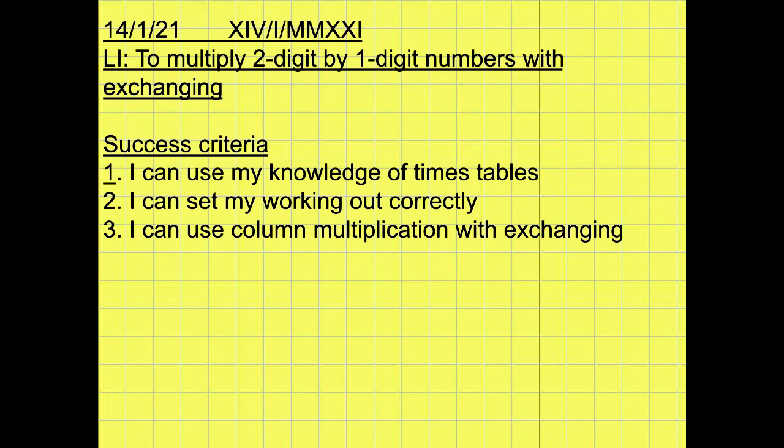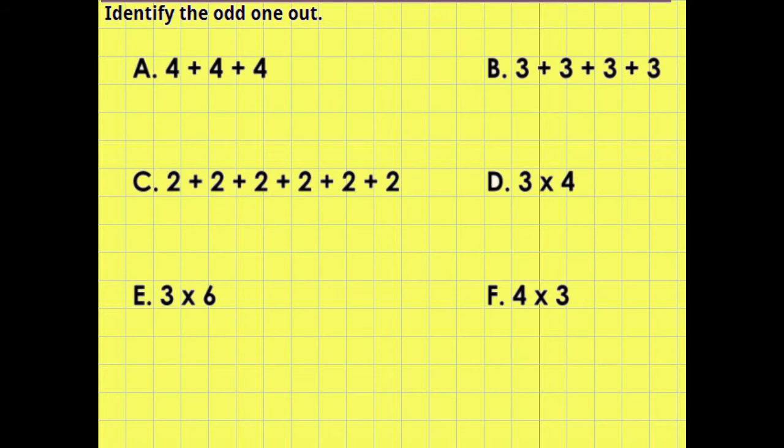You need to be able to set your work out correctly, and that's really important, say, when we're exchanging. And you're going to be able to, by the end, use column multiplication and be able to exchange. Okay, so to start with, you have 6 questions here. I would like you to work out which is the odd one out. So pause the screen, work out what each one is, and work out which one's the odd one out. Okay, so pause and restart when you're ready.